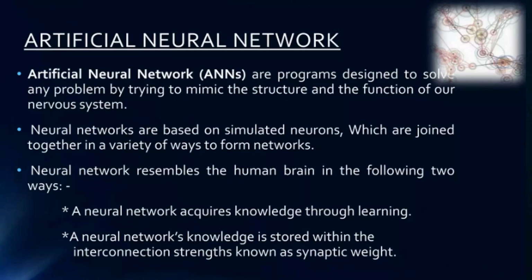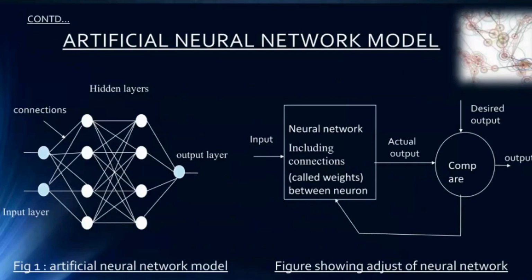Neural networks resemble the human brain in the following two ways. In neural networks, knowledge is acquired through learning, and knowledge is stored in the interconnection strength, known as synaptic weight. Now, the artificial neural network model. You see the model description here. We have the connections, inputs, hidden layers, and output layers.